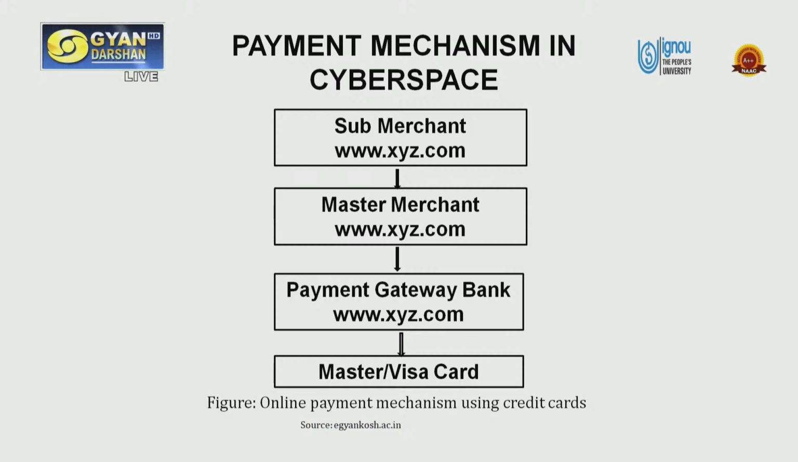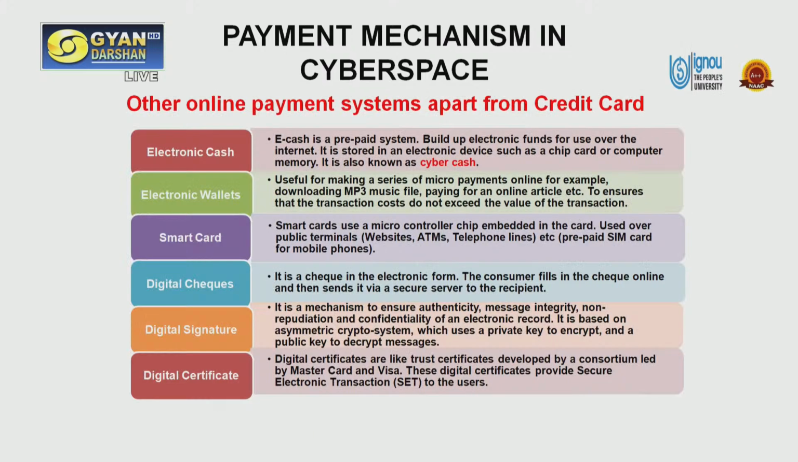So if we know the online payment mechanism, then we have other online payment systems apart from the credit card. For instance, electronic cash. What is electronic cash? We explained e-cash is a prepaid system, where electronic funds are used over the internet. It is stored in electronic devices such as a chip card or computer memory. It is also known as cyber cash.